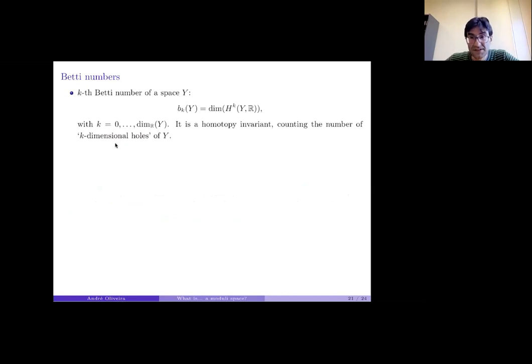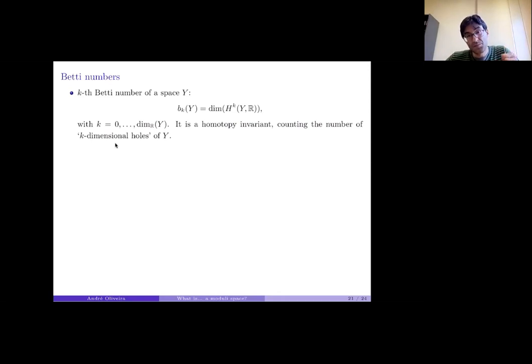So for that, let's consider these Betti numbers. So what's a Betti number of a space? So first of all, there are k Betti numbers, where k varies between zero and the dimension of the space. And the kth Betti number is the dimension of the kth de Rham cohomology of our space. Let's think of this as counting the k-dimensional holes of Y. This is a topological invariant of a space.